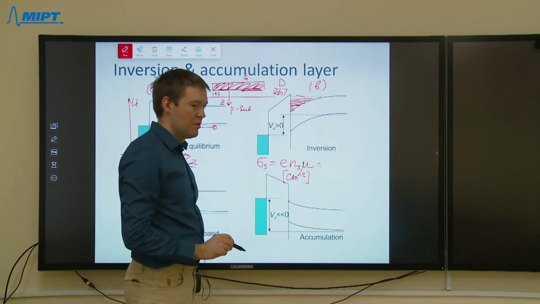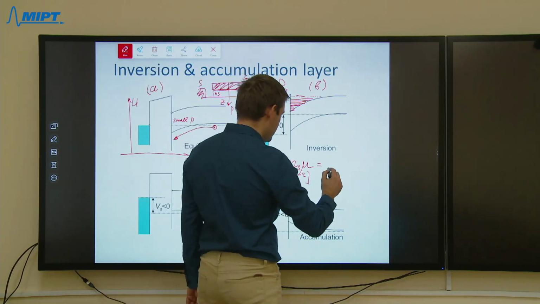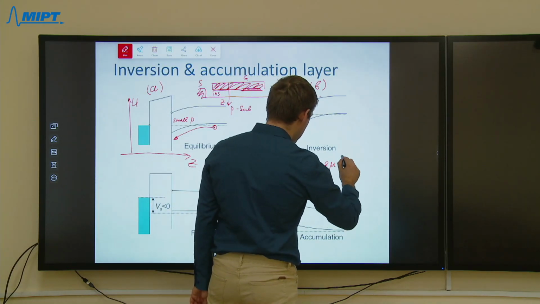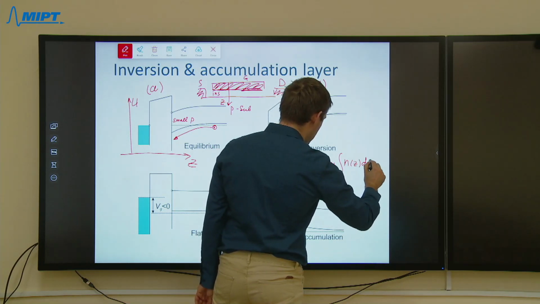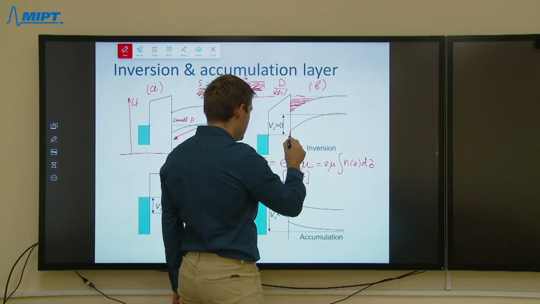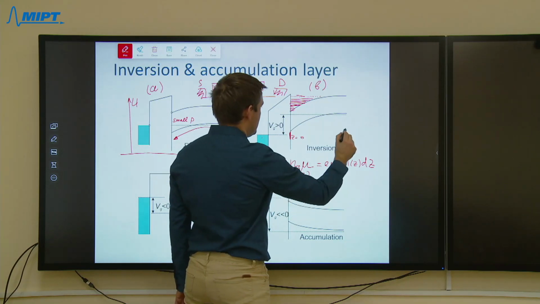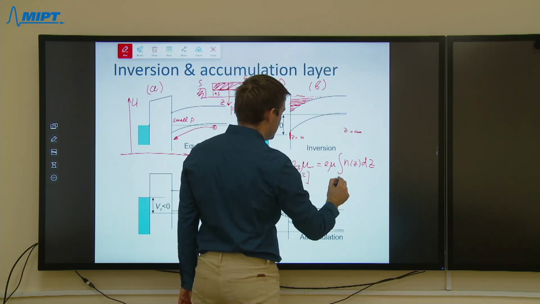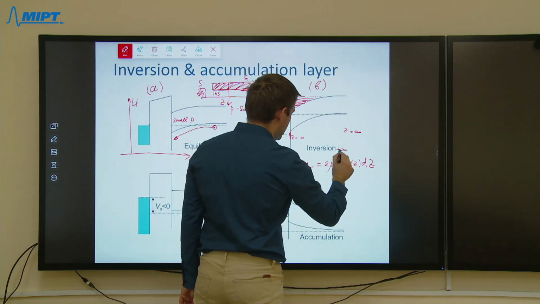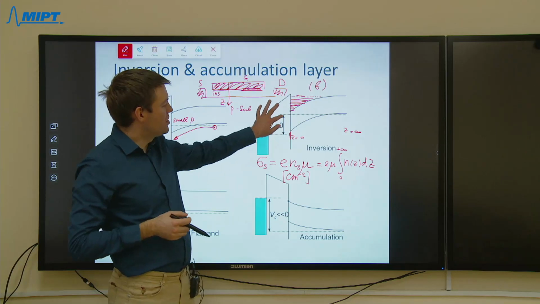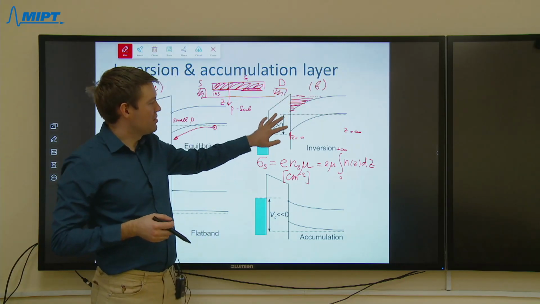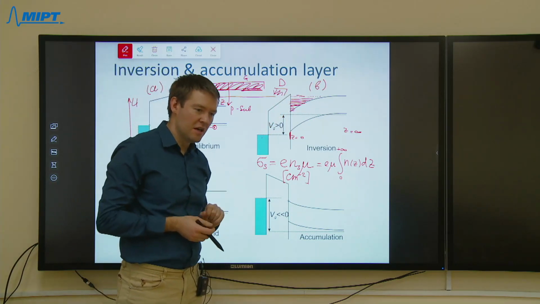If we know the bulk density dependent on z, then we can integrate it from z equal to 0 to infinity. This would yield us the total density of electrons that was induced here due to the presence of the metal gate.